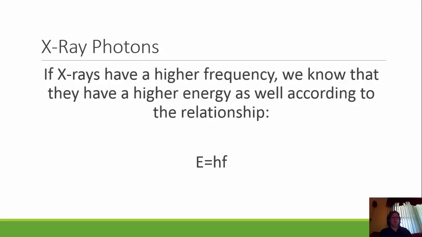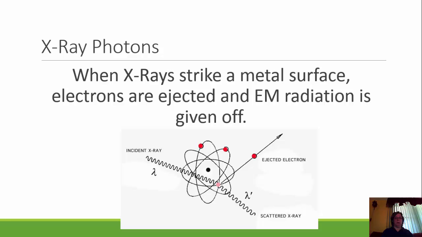photons. X-ray photons, if they have a higher frequency, we know that they have to have a higher energy according to the relationship E equals hf. Remember, E is energy in joules. H is going to be Planck's constant. That never changes. That's on your reference table. And then f is the frequency in hertz. So because h is a constant, that means if I increase f, if I have a higher frequency, I have to have a higher energy. There is a direct relationship between energy and frequency.